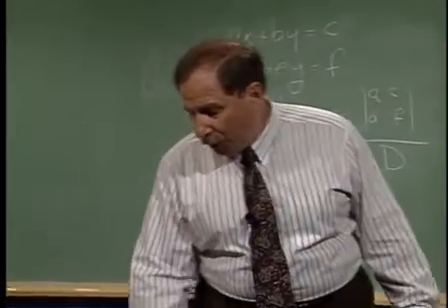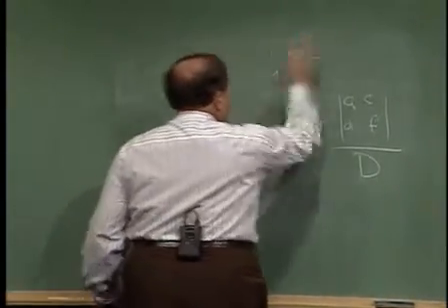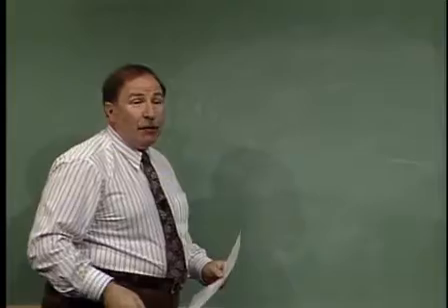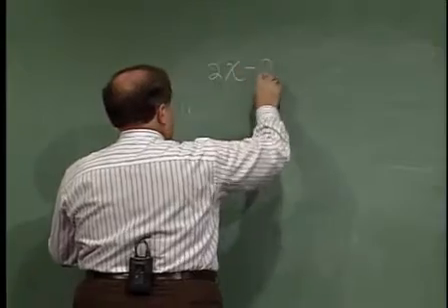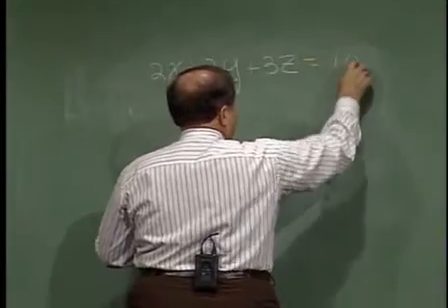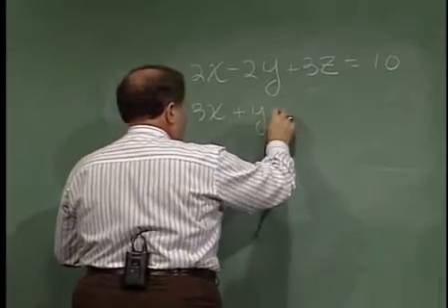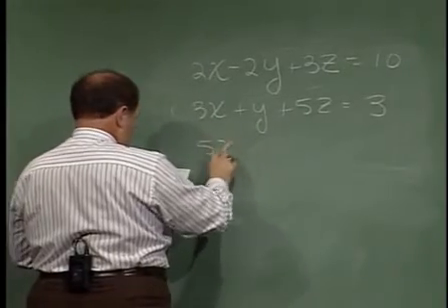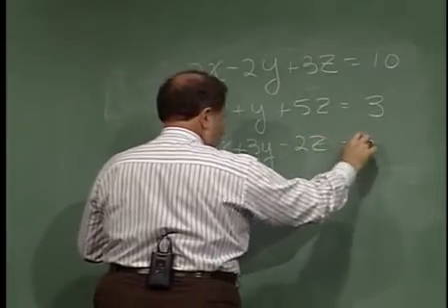Now, what I like to do is go to the board and work a problem, or have you work a problem. We stop the tape. Let's see. This is another problem. This was the second problem in lesson 12 of this type. 2x minus 2y plus 3z equals 10. And 3x plus y plus 5z equals 3. And 5x plus 3y minus 2z equals 1.